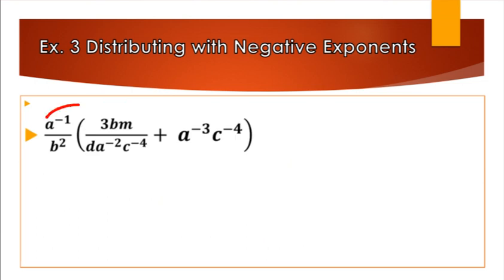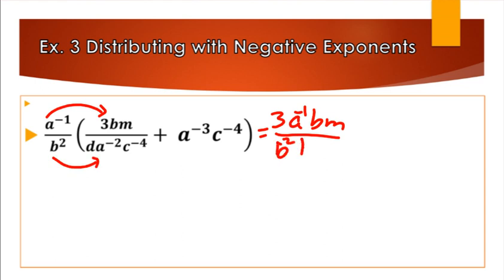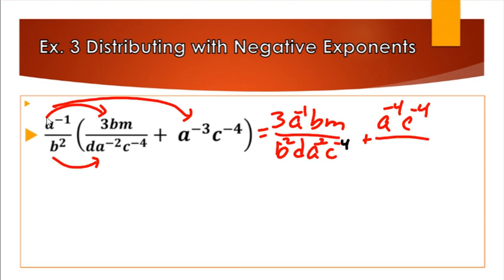Next one, some more practice with this. We got 3 a to the negative 1st d m over b squared d, a to the negative second, c to the negative fourth, plus we have a negative 1 plus a negative 3 is negative 4, c to the negative 4 over b squared.